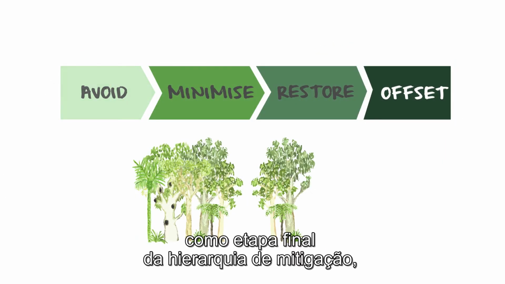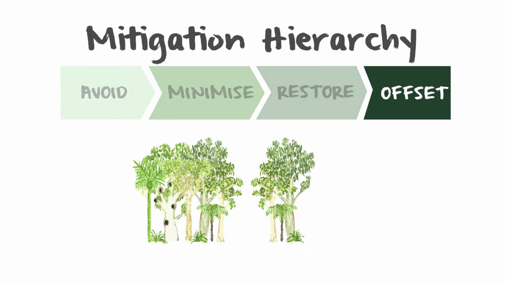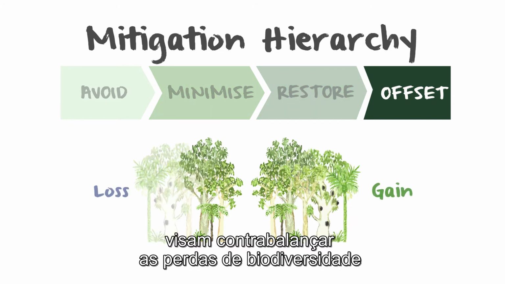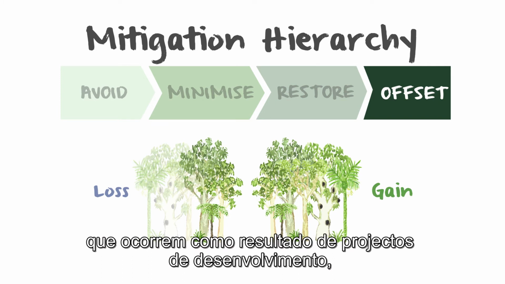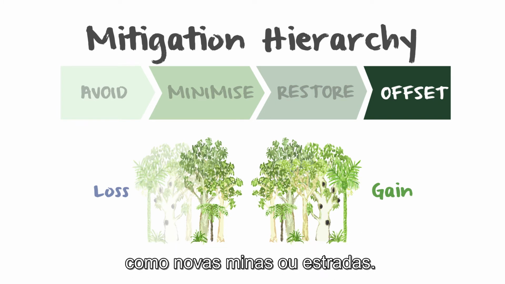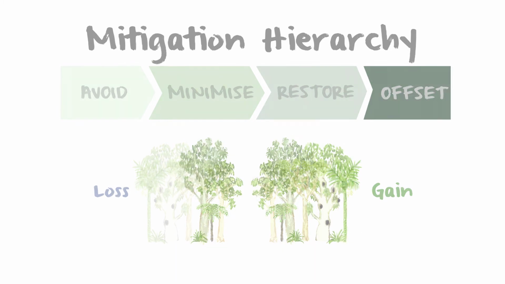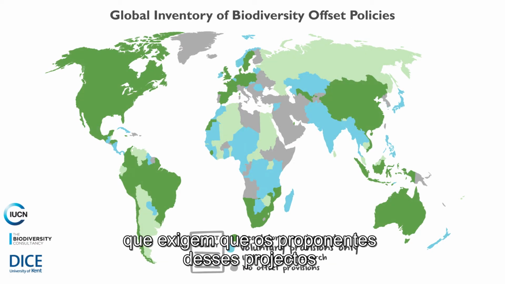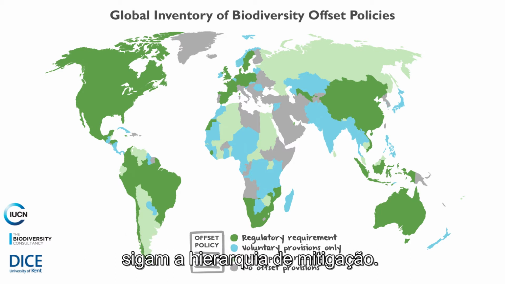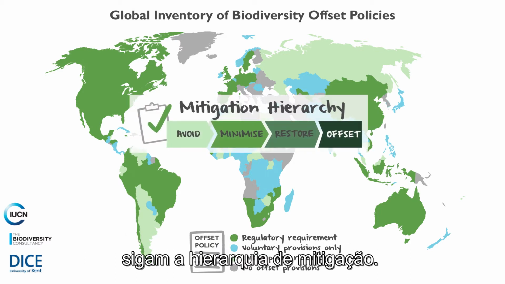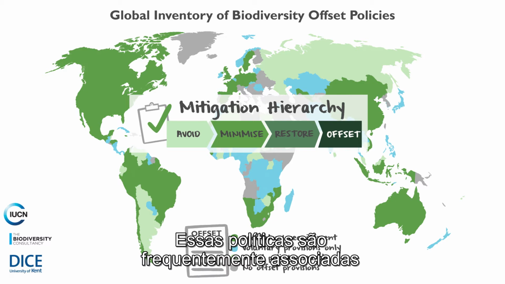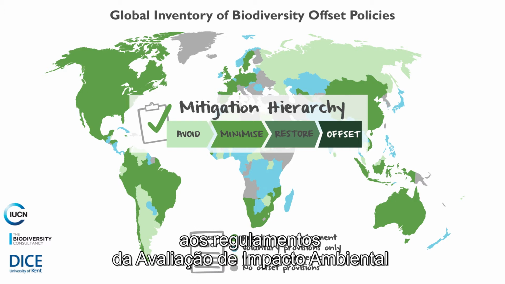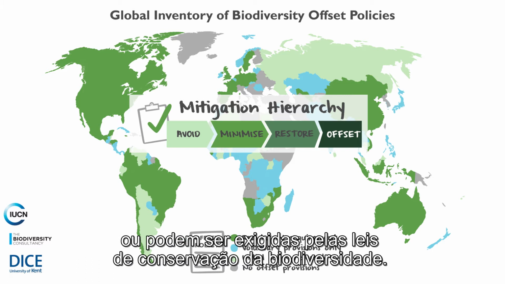Offsetting, as the final step of the mitigation hierarchy, aims to counterbalance biodiversity losses that occur as a result of development projects, such as new mines or roads. Nearly 100 countries now have policies in place that require the proponents of such development to follow the mitigation hierarchy. These policies are often associated with environmental impact assessment regulations, or they might be required under biodiversity conservation laws.